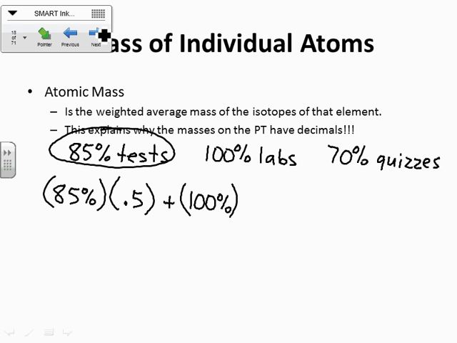and your labs are worth what percentage again? 25%, or 0.25. And then I would add that to the 70% that you get for quizzes, and multiply that again by 0.25 because the quizzes have a 25% weight. So then what you would do is multiply that and add it all together. So I'd take the 85% times 0.5, then add that number to 100% times 0.25, and then add that to the 70% times 0.25.